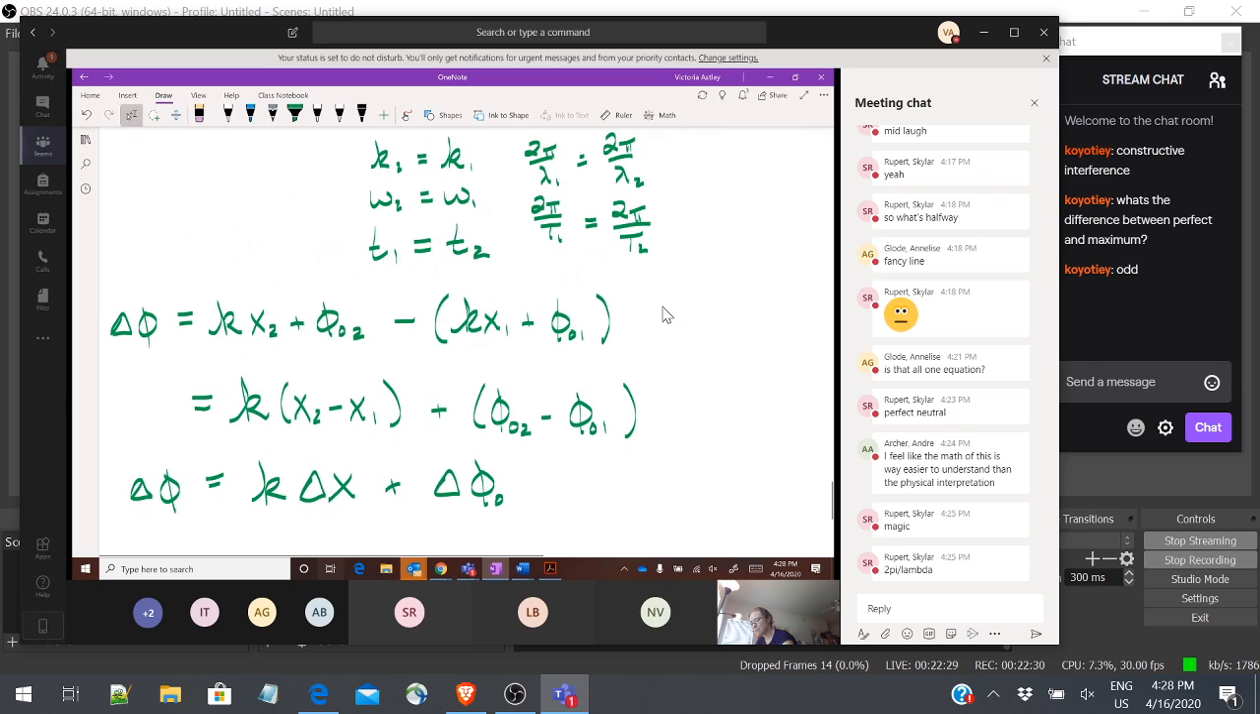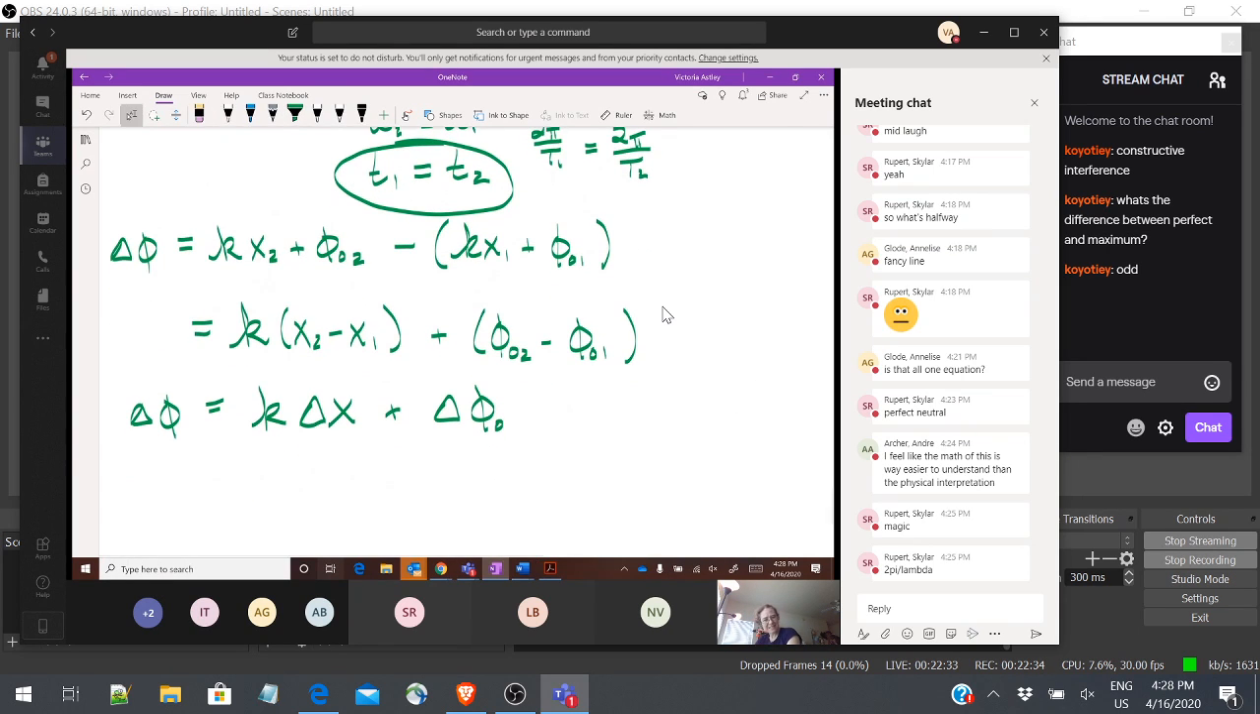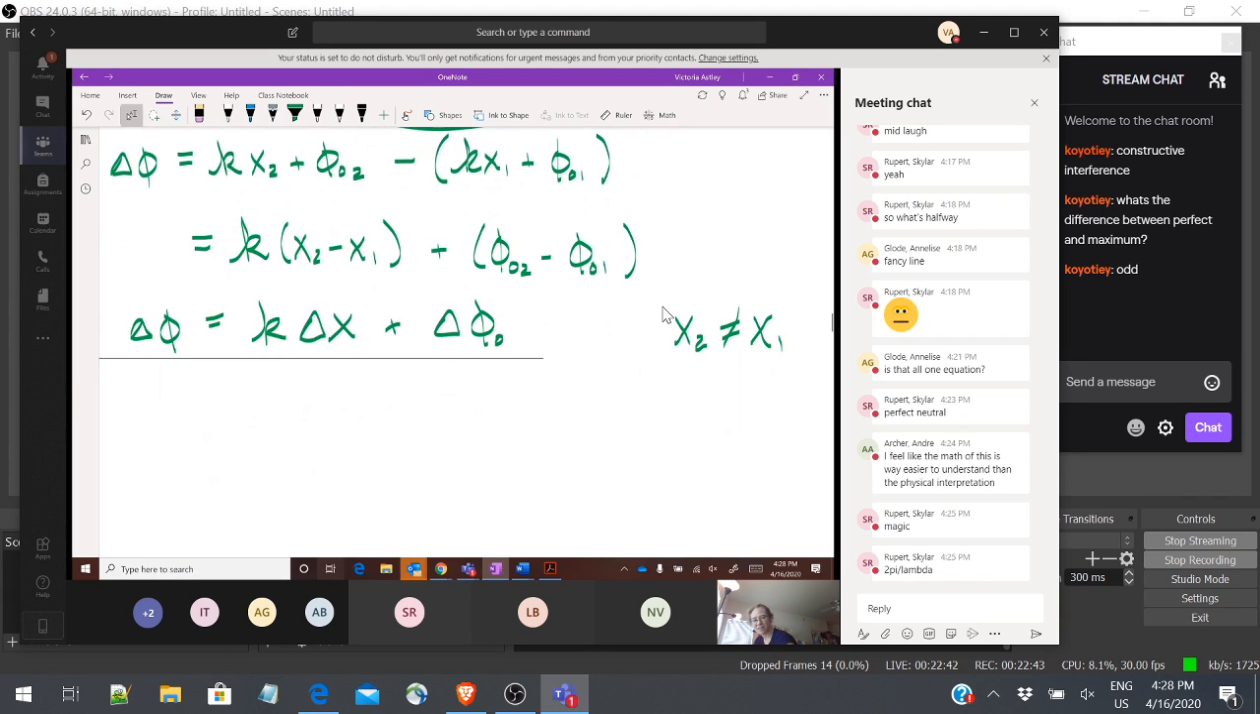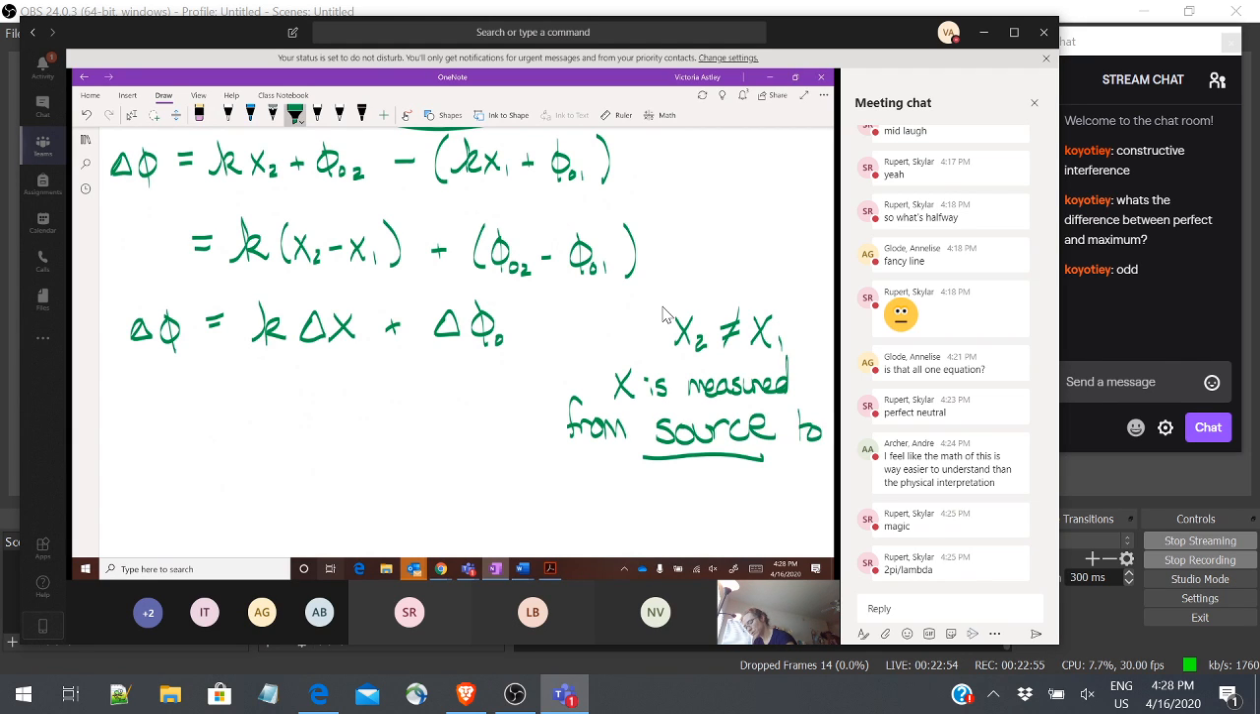We're interested in the same moment of time, so t equals t. We're interested in the same position, so why isn't x equal to x? The reason is x is measured from the source to the point we care about.